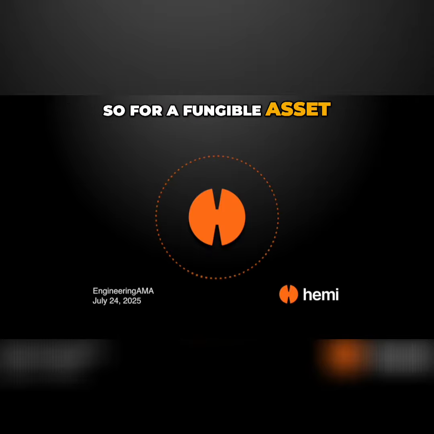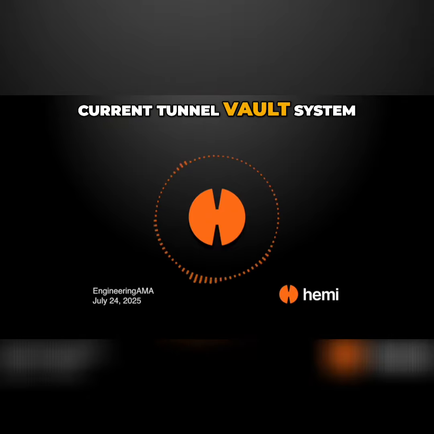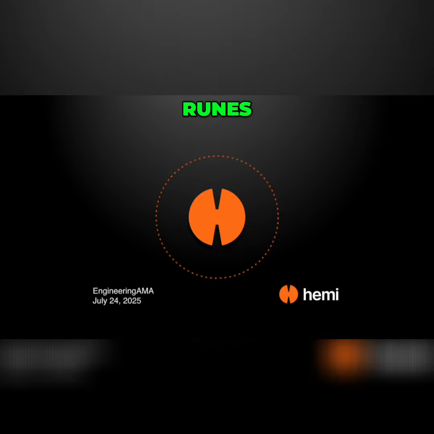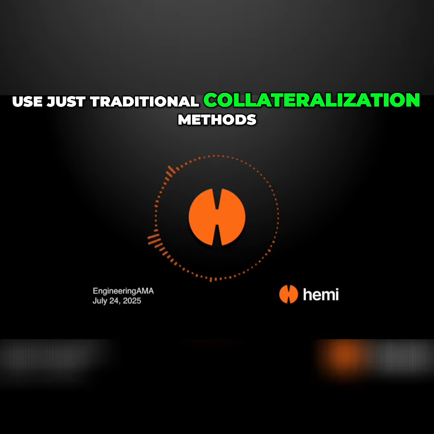So for a fungible asset, assuming you have some sort of price feed that you can rely on, you can collateralize those in the same way the current Bitcoin tunnel system works. Once we add meta protocol indexing support to HBM, we'll be updating the current tunnel vault system to support depositing fungible BRC20s and runes, and being able to use just traditional collateralization methods.